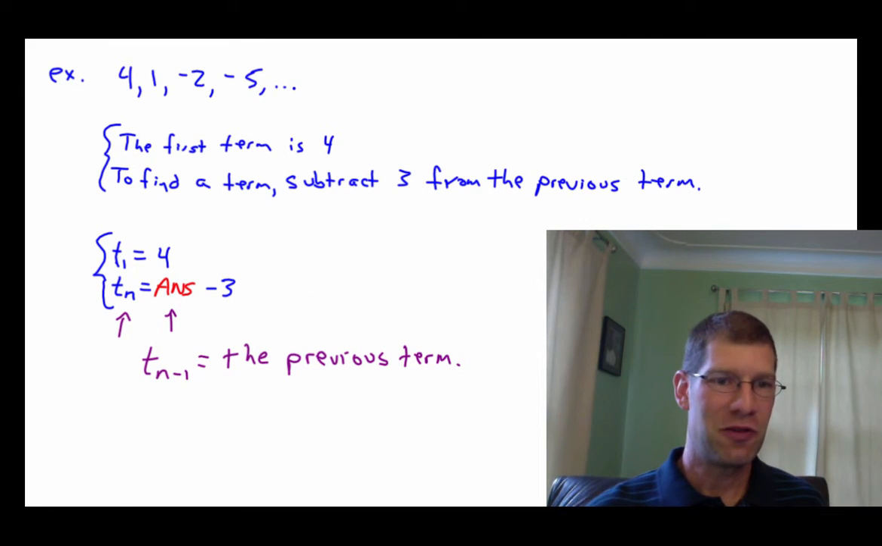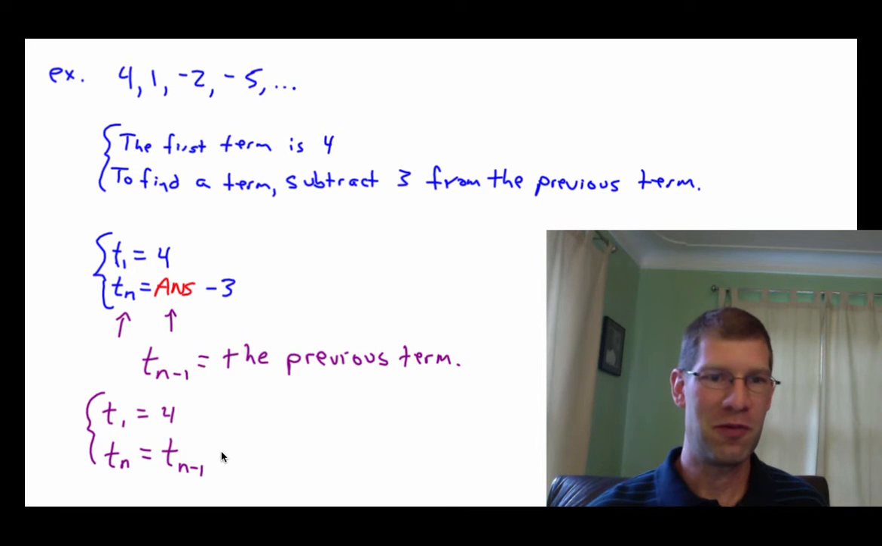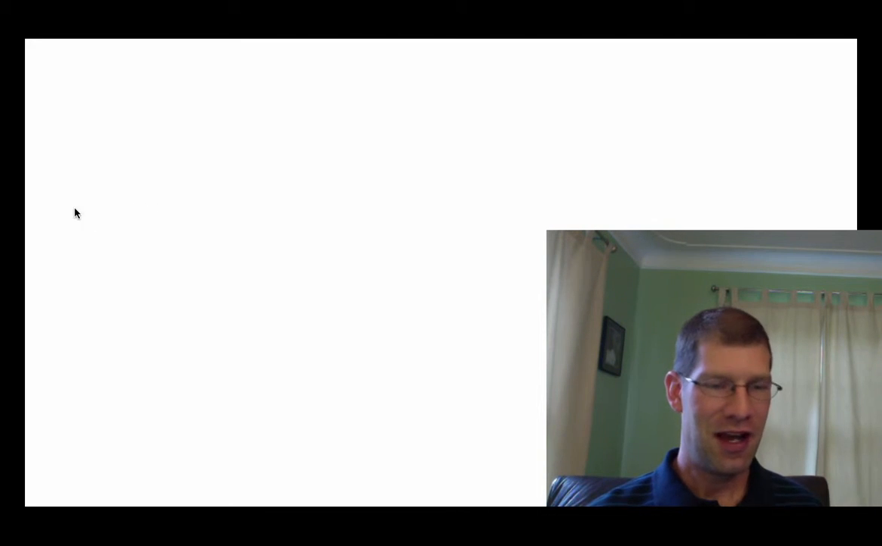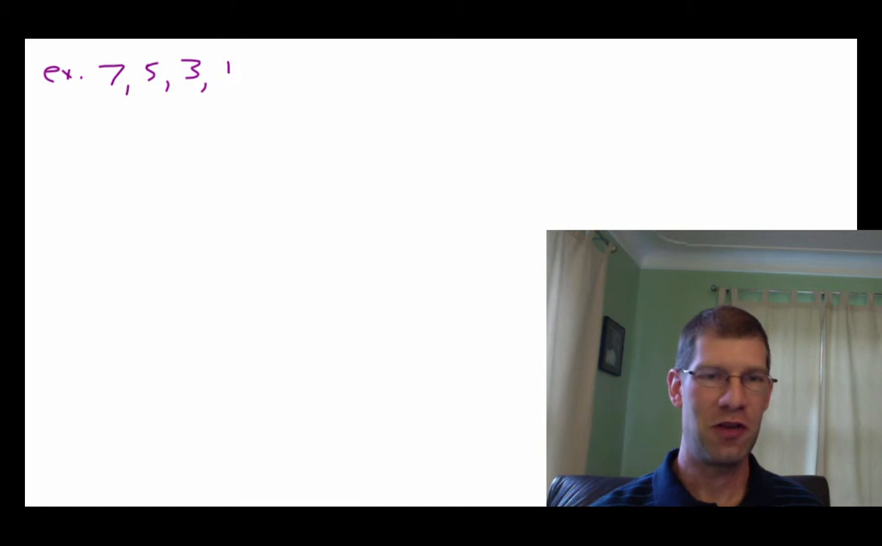Your t sub 1 equals 4 says the first term in the list is 4. T sub n says to find the nth term in the sequence, you take t sub n minus 1, the previous term, the number before, and you subtract 3 from it. I want to do a couple examples, just try to drive that home, and then we are done with the sections. So my first example is going to be the sequence 7, 5, 3, 1.